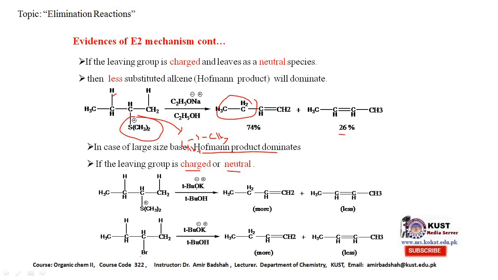more substituted, the more dominant product will be that alkene which is the Hofmann product, which is less substituted.